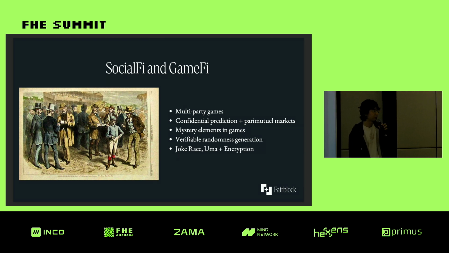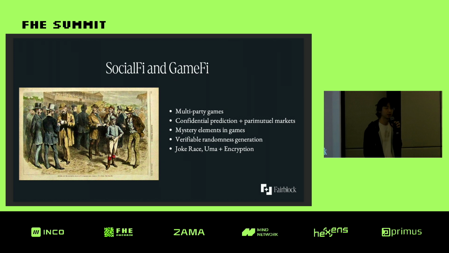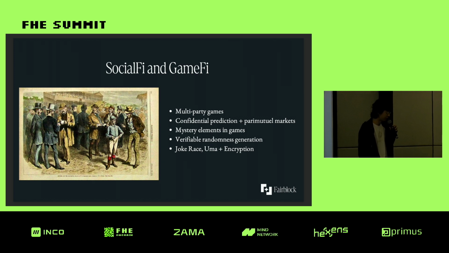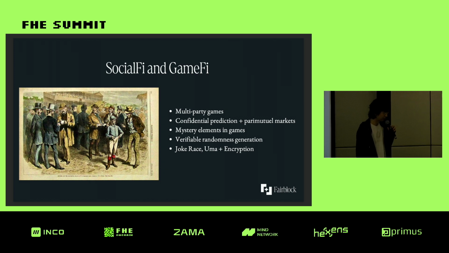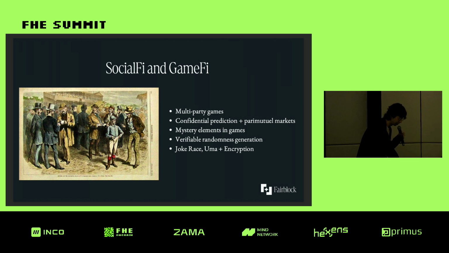One of the problems we've seen in the space so far is that we have a lot of cool technology and big infrastructure projects, but there are no real applications yet. So here we outline a few interesting applications that one can build using dynamic confidentiality solutions: multi-party games, prediction markets, incorporating some sort of mystery, randomness generation, and Polymarket-like oracle solutions, like UMA oracles plus encryption to prevent collusion when voting for the oracles.